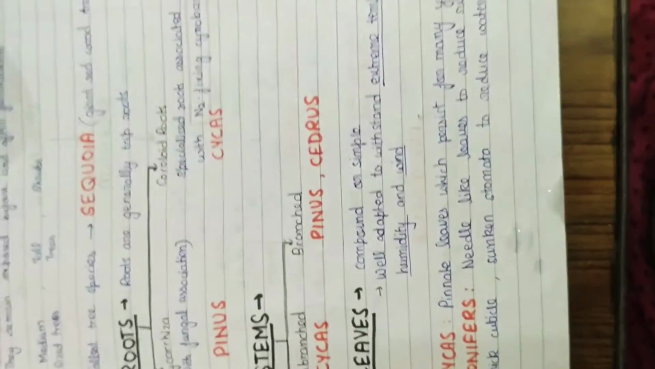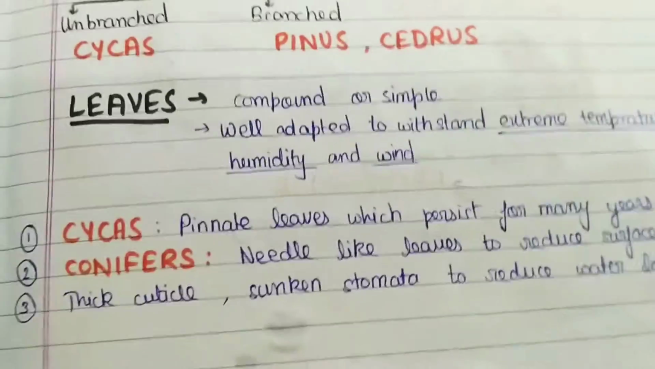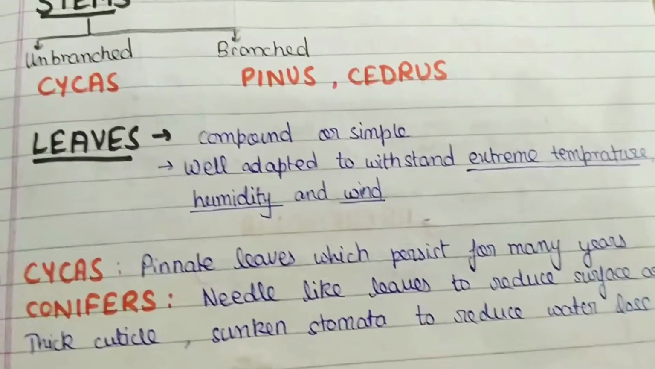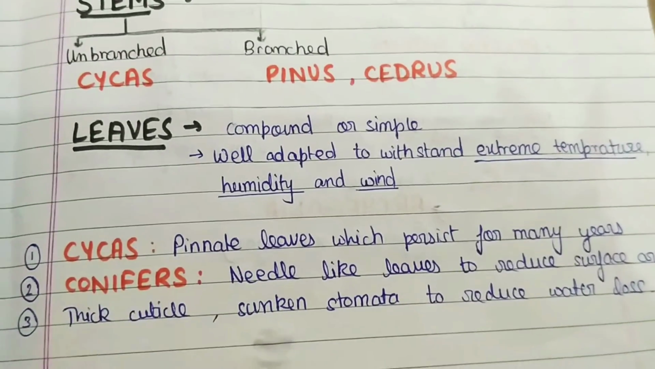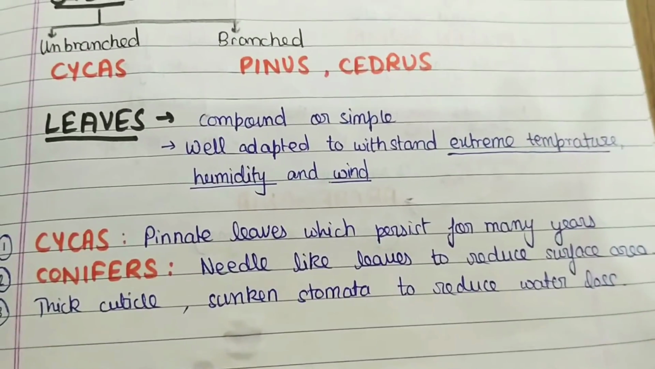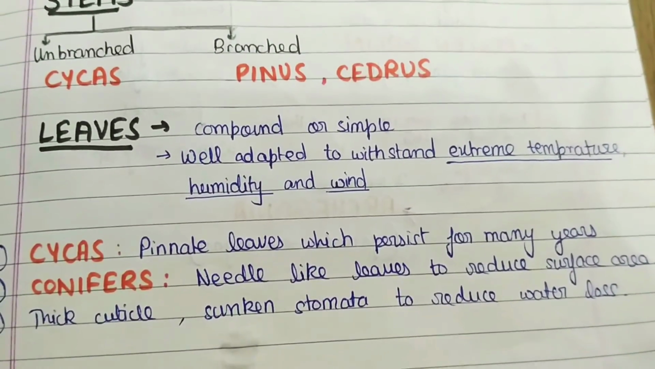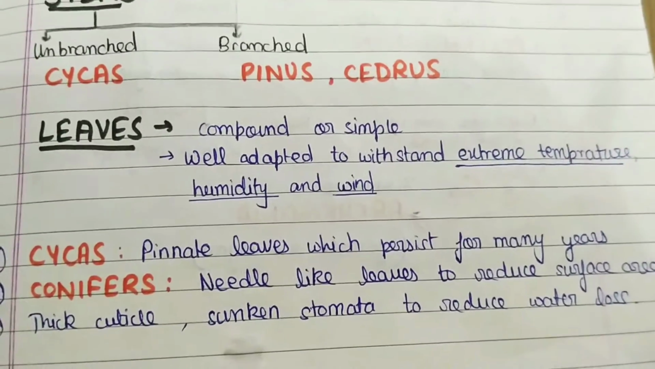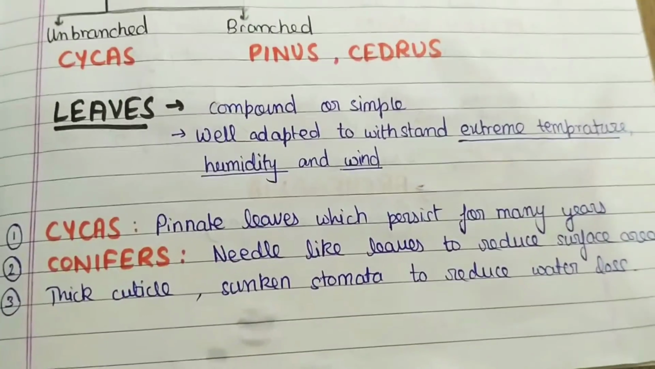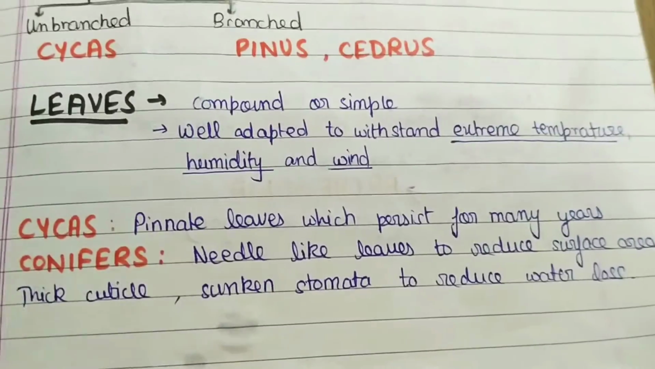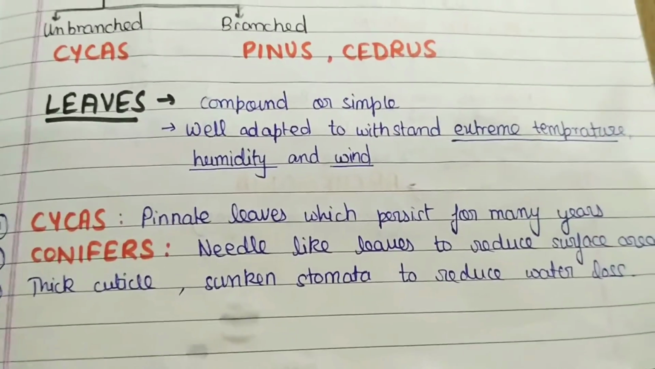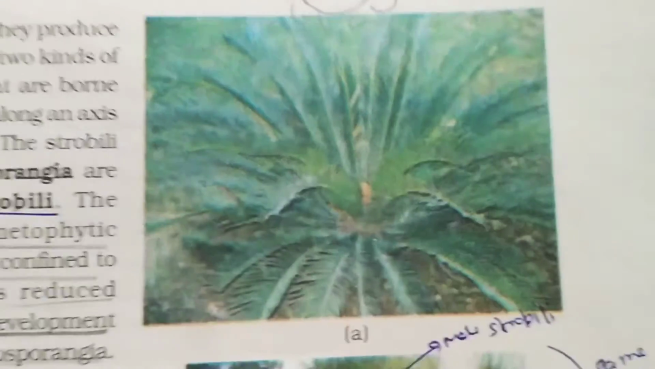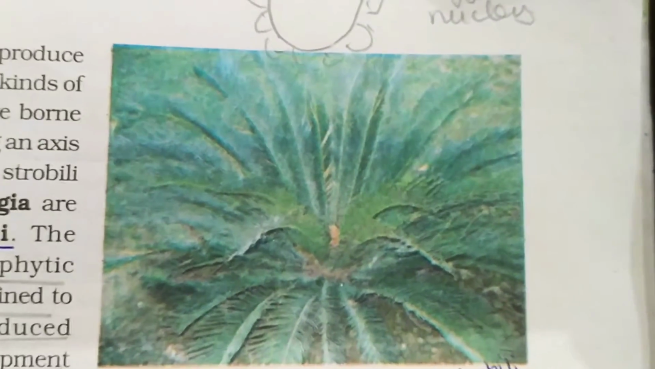Now the most important thing that we come to is leaves. Gymnosperms have compound or simple leaves. Compound leaves can be pinnately or palmately compound. However, we will go to the examples next. The leaves of gymnosperms are well adapted to withstand extreme temperature, humidity and wind. The most important three things that I've listed here, first of all, is Cycas. Cycas have pinnate leaves. Why are these leaves pinnate? To persist for many years.